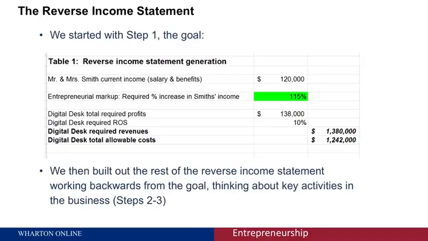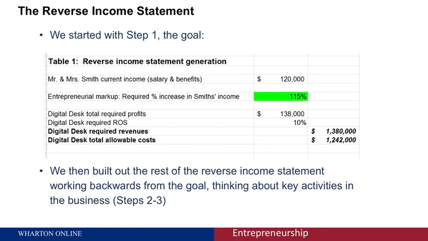If you remember, the first step in discovery-driven planning is to start with your goal. So if you look at the top of the reverse income statement, you'll see that we've done exactly that. Mr. and Mrs. Smith have a current income of $120,000. Their goal, they're not willing to launch their company unless they can make 15% over that. So you see that 115% there. So you see the total required profits. Right? So that is the first step.